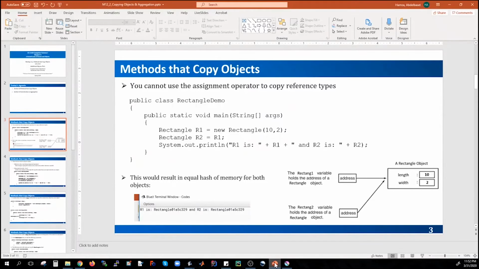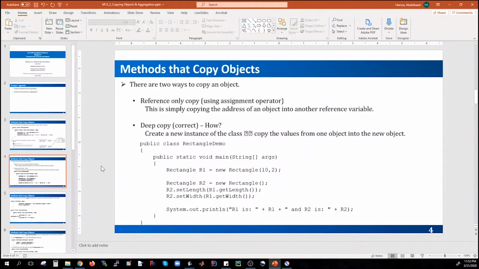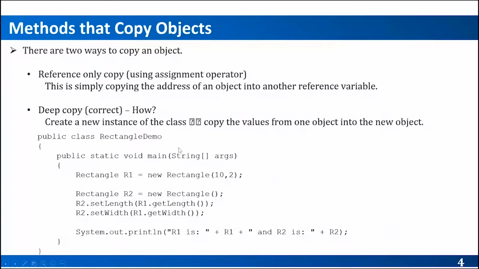Now, to do this, it could be as simple as creating a new object, right? So here, for example, I would create rectangle R1 is equal to new rectangle 10 and 2. Then I use rectangle R2, which is equal to new rectangle that has no inputs, and this way I know R2 is in the memory. It has a length of 0, width of 0. And then I start to set the length of R2 with the value of the length from R1. So I get the length from R1 and pass it as an argument to set the length of R2. Get the width of R1 and pass it as an argument to set the width of R2.